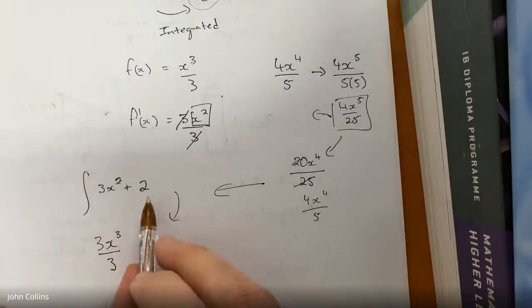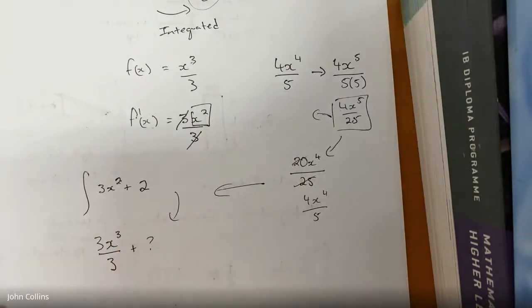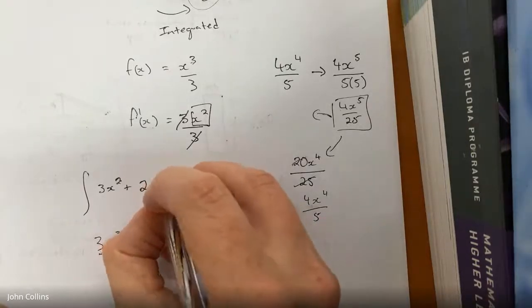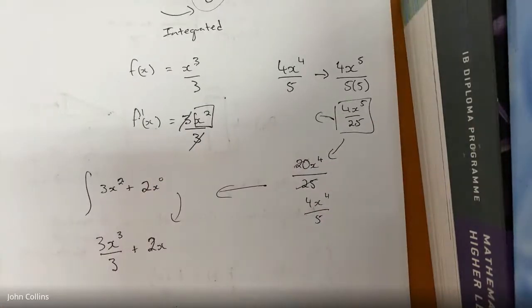What about if there's nothing there? You just add x to it, so 2x. Yeah, it's just 2. So that's x to the 0 if you want to take it as x to the 0. You add 1 to that, divide by 1, and then it's just 2x. Yes. So this would be it.